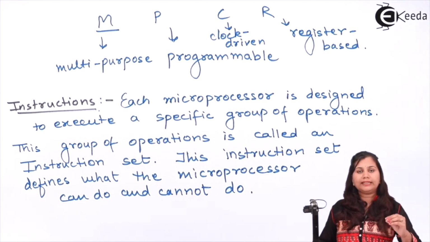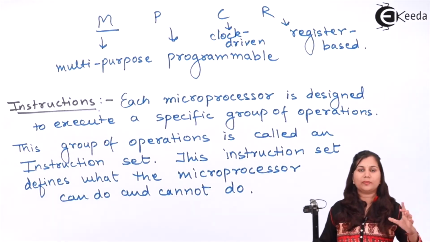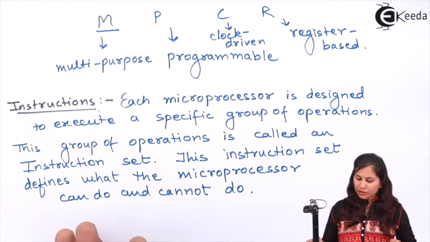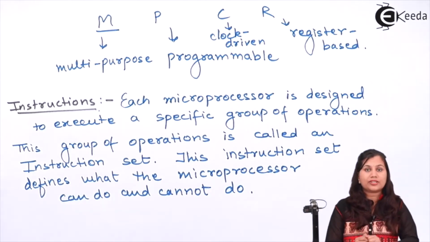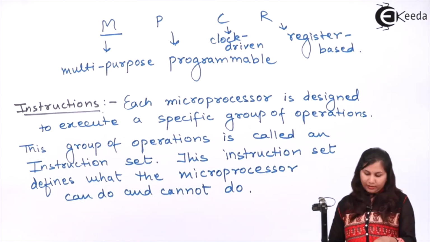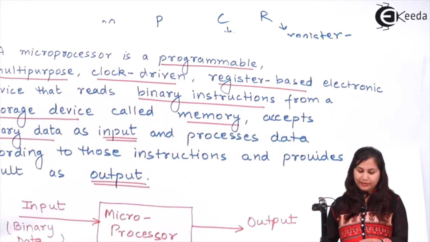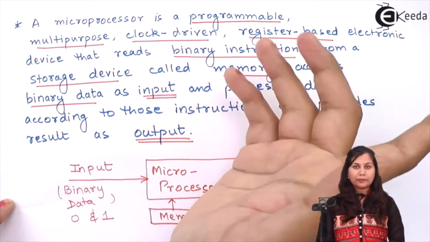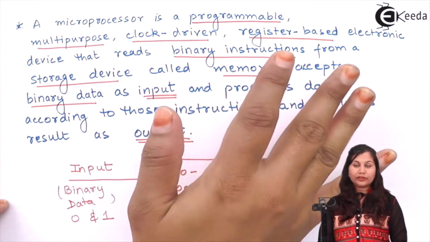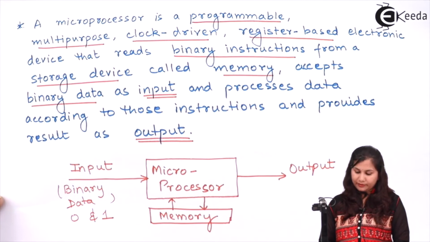Now the customer can check through this instruction set which operations this microprocessor can perform. So we can say that the instruction set defines what the microprocessor can do and what it cannot do. Now, in the definitions of the microprocessor, we have studied why it is called programmable, multi-purpose, clock-driven, register-based. Binary instructions also we have studied.